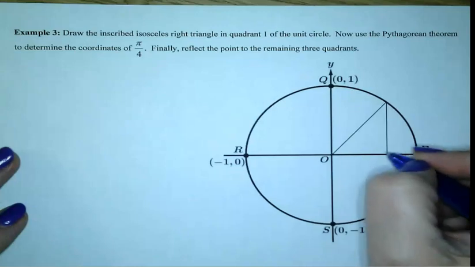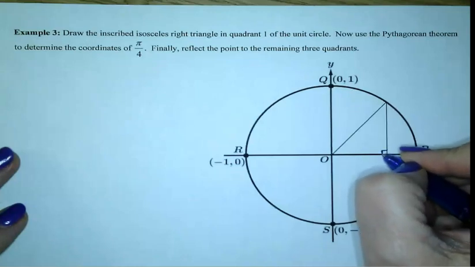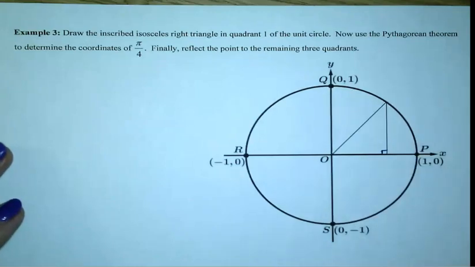The right angle is right here on the x-axis, just so you know. We don't ever usually put those right angles on the vertical axis or at the origin. All right, so what I would like for you to do is go ahead and determine the coordinates of pi over 4. So let's start out first by figuring out what pi over 4 is.